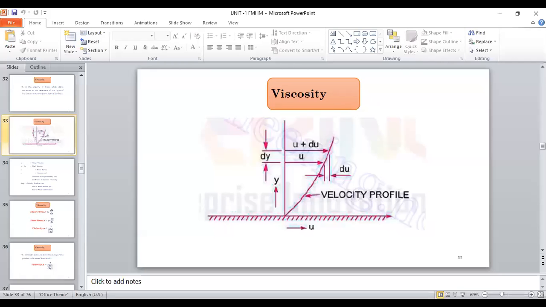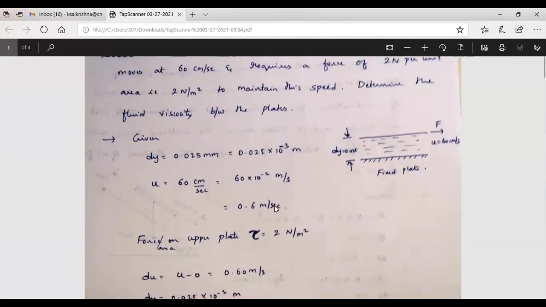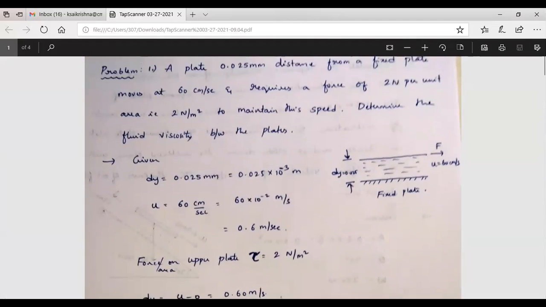So we have seen the 4 problems today. These are the problems which are done in viscosity problems. Okay. Next.